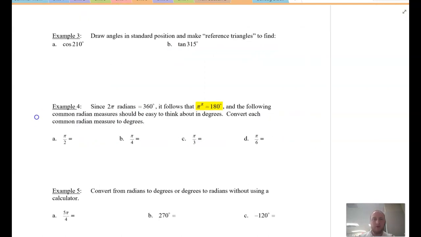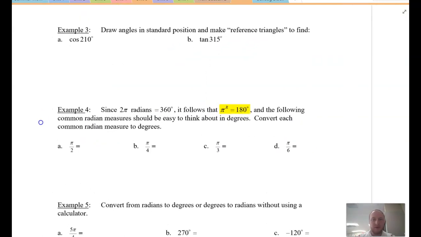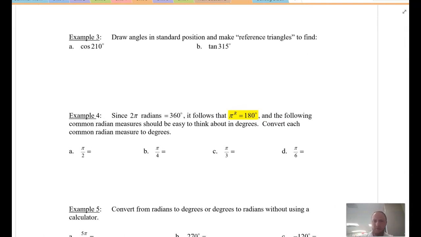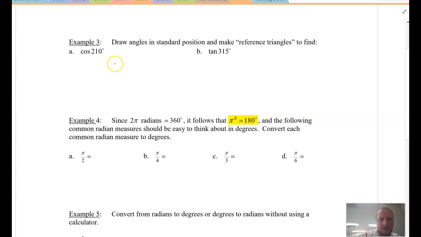Now, I want to do example 3 before I cut this video off and move into another video. We're asked to draw angles in standard position and make reference triangles. So cosine of 210. If I draw an x and a y-axis, and I'll draw my angle, here's my initial side, 210 degrees. Well, here's 180 and about 30 degrees more. So there is 210 degrees.